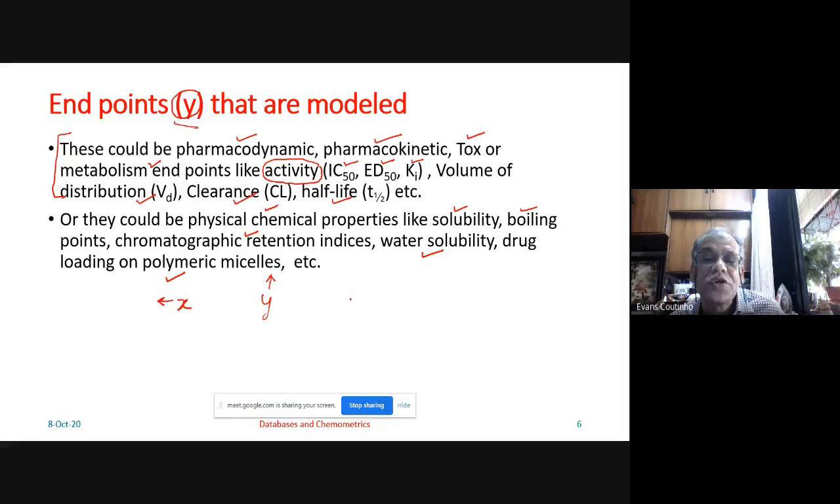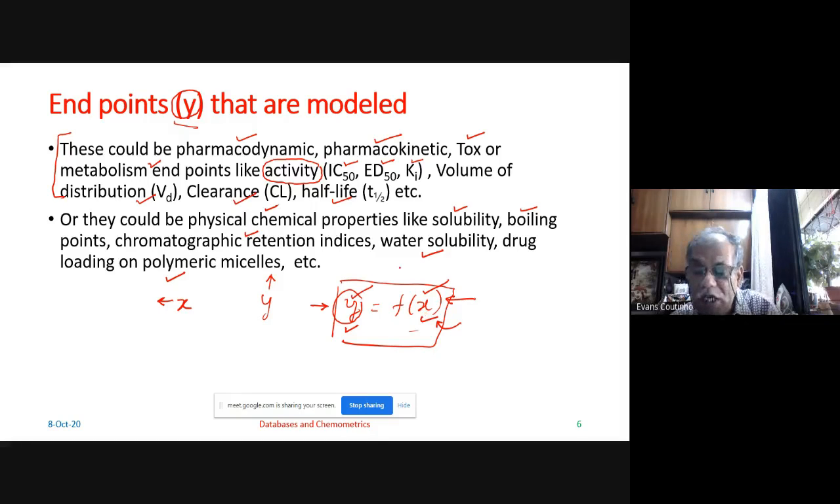And often we want to write a relationship between the Y endpoints and all of these attributes X. So that is the model we want to build. For example, we want to build a model between the activity, the IC50 value, and all these X descriptors for these molecules in the database. Or we want to develop a model for the volume of distribution, the VD, and the descriptors of the molecules in the database. Or we may even want to build a model for the solubility of the molecules in terms of their descriptors. Or still important, maybe the drug loading on polymeric micelles. That is, we want to develop a model for the drug loading on polymeric micelles in terms of the descriptors: lipophilic, steric, electronic, etc.